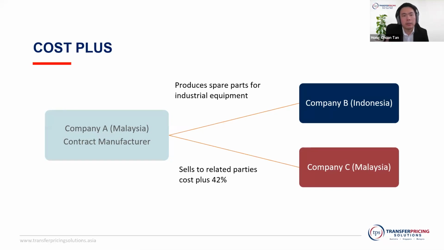Again, similar to what I've mentioned for resale price, it can be done for internal and external. And using internal, that's fine. If you have internal data, then we'll be looking at whether the contract manufacturer actually sold to another party, or third-party customers, that can be compared against this 42%, right?